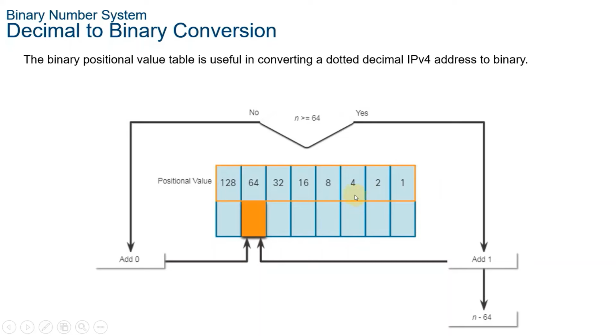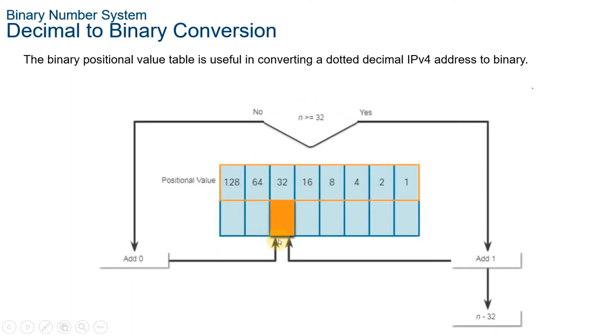Next, is the decimal number of the octet n equal to or greater than the next most significant bit, this time 64? If no, then enter binary 0 in the 64 positional value. If yes, then add a binary 1 in this location and subtract 64 from the decimal number. So that's how the algorithm works.